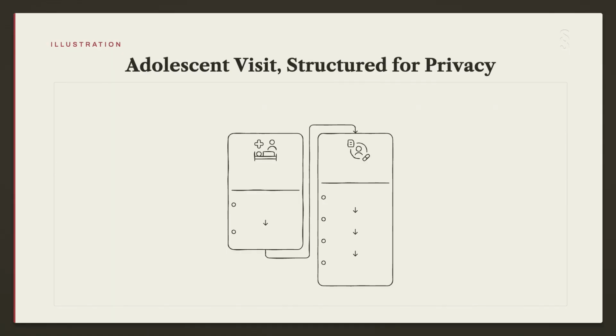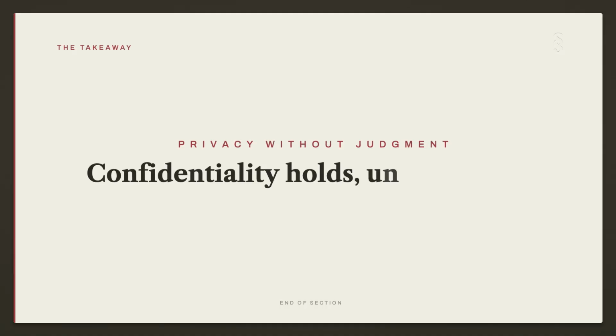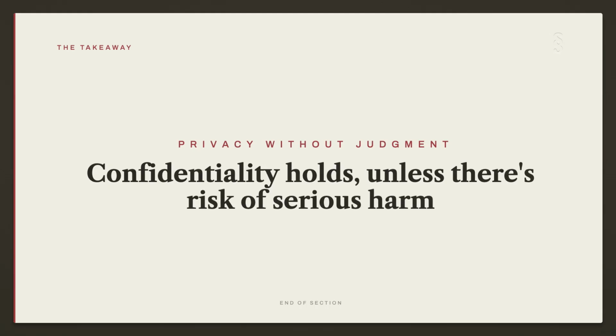ones. Picture a nurse seeing a 16-year-old for a routine visit. The parent steps out as standard practice. The nurse states what stays private and what must be shared, and only then asks about school, mood, relationships, and substance use, without any visible reaction to the answers. Privacy alone isn't enough. One flash of alarm or a lecture and the adolescent won't disclose again. Confidentiality protects most of what's shared, except when there's risk of serious harm, which is exactly what those stated limits are for.